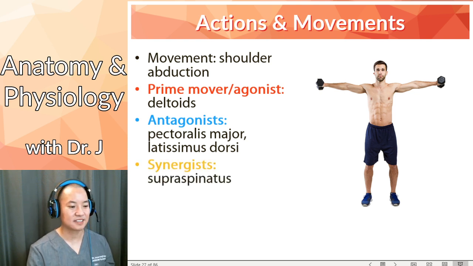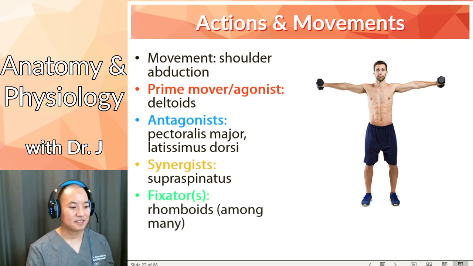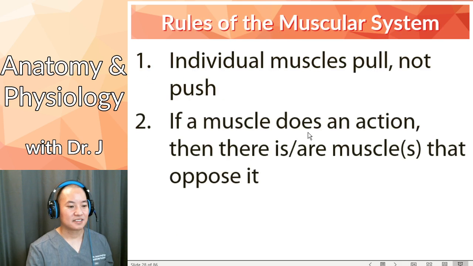Then you have synergists like the supraspinatus, again, rotator cuff muscles, and then fixators, rhomboids, and I put "among many" because I didn't want this whole slide to be all the fixators and all these words on the slide. So the thing is that typically when you have these lists with the movement and the prime movers, the antagonists, the synergists, and the fixators, they typically have long laundry lists, and I'll tell you my expectations for them later.